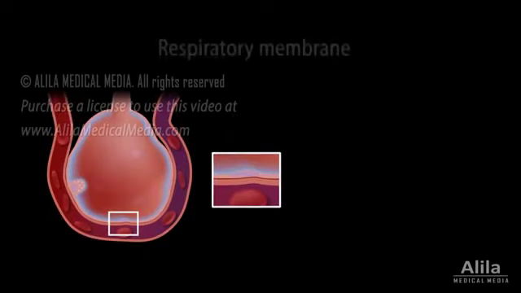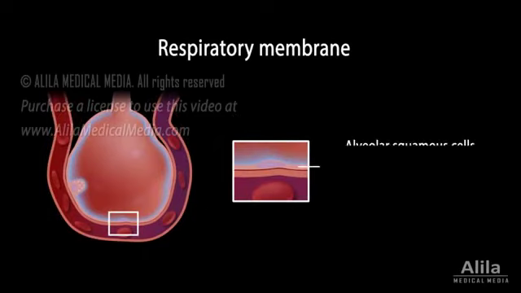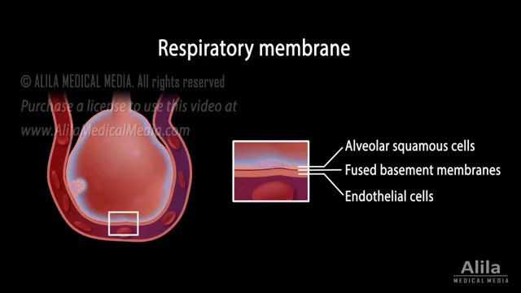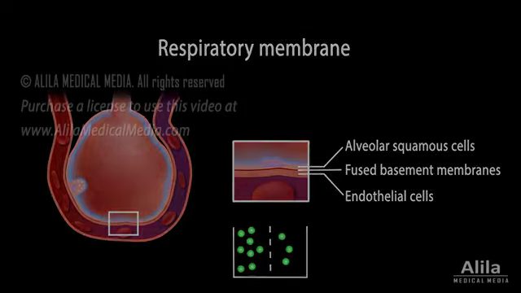In the lungs, the gases move across a very thin respiratory membrane, which consists of alveolar squamous cells, endothelial cells of blood capillaries, and their fused basement membranes. The exchange of gases occurs due to simple diffusion as they flow down their concentration gradient or partial pressure gradient.